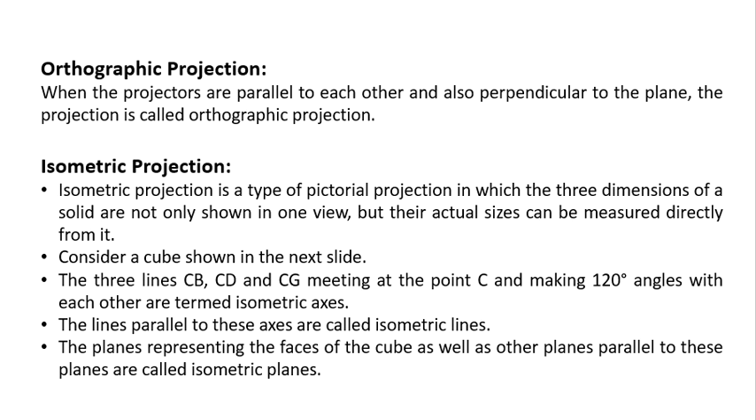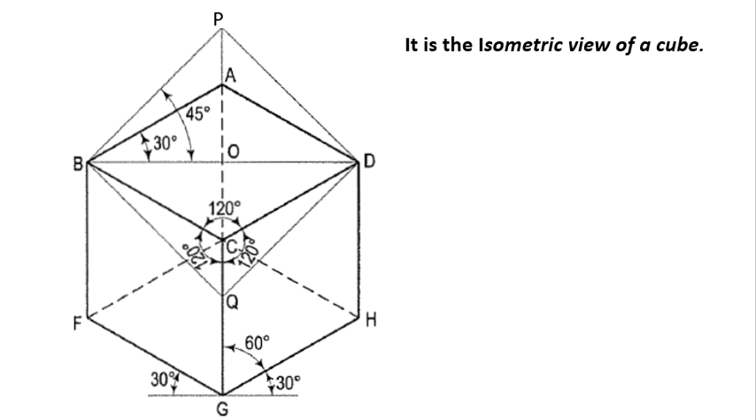First of all, look at the slide. Isometric projection is a type of pictorial projection in which the three dimensions of a solid are not only shown in one view, but their actual sizes can be measured directly from it. This is possible because of the scale, the ratio which we are going to derive in the coming slides. Consider a cube shown in the next slide.